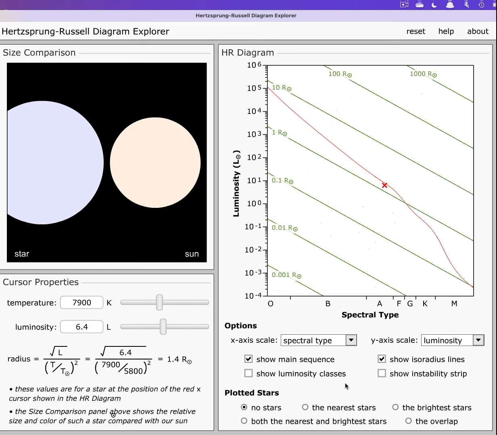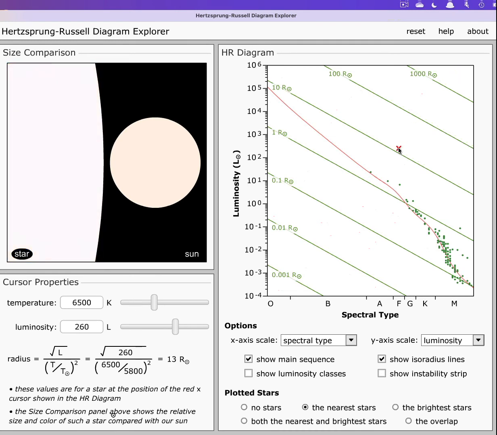So what I'm going to do is put the nearest stars, I'm going to check that box, and notice how many of them are along the main sequence. Remember the way radius works: radius down here at the origin would be small compared to the sun, and heading diagonally up, they get bigger and bigger. So this would be sort of like the radius axis. Don't get confused about that.